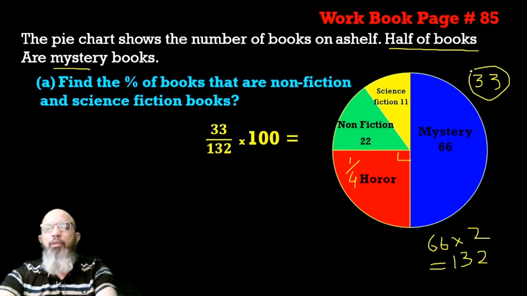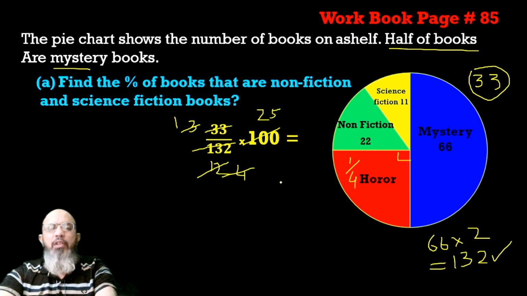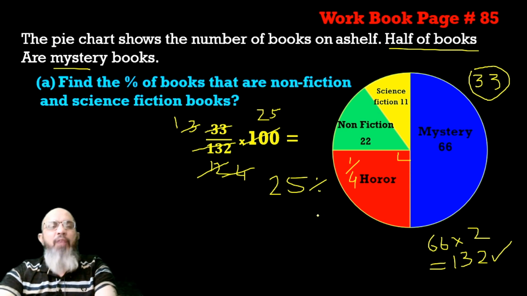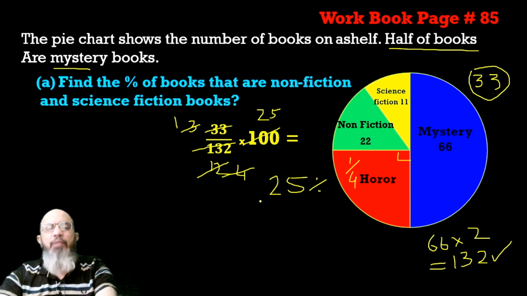So how can you find percentage? That is 33 over total books 132. We already calculated. So we will simplify and get our answer. So how can you simplify? You can simplify using the table of 11. 11 threes are 33, and 11 twelves are 132, and then 3 ones are 3, 3 fours are 12, and when we divide 100 by the table of 4, we will get 25. So our answer is 25%. 25% of books are non-fiction and science fiction books. Clear?